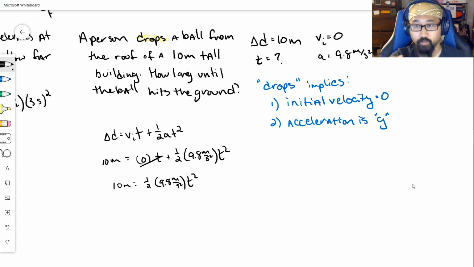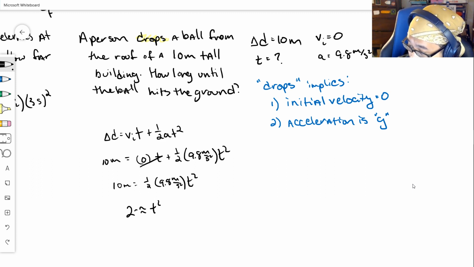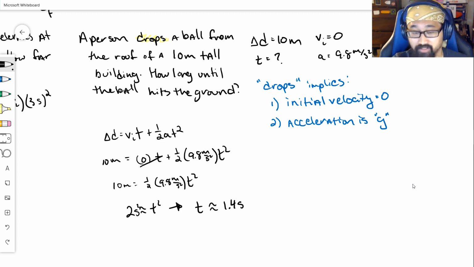Now, normally I would do this math, but 9.8 is almost 10. So t squared is, give or take, 2 seconds squared, right? That is not my answer. I need to take the square root of this. If I do that, then I get that time is about 1.4 seconds. Give or take, alright?